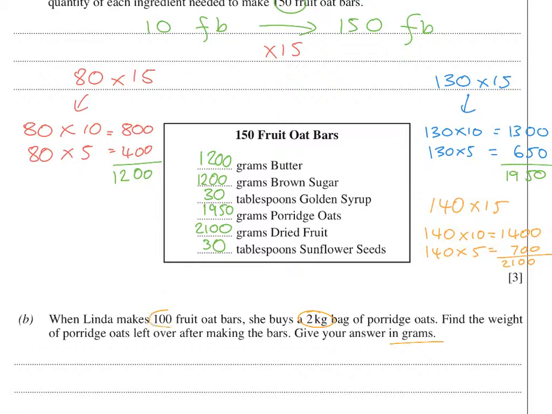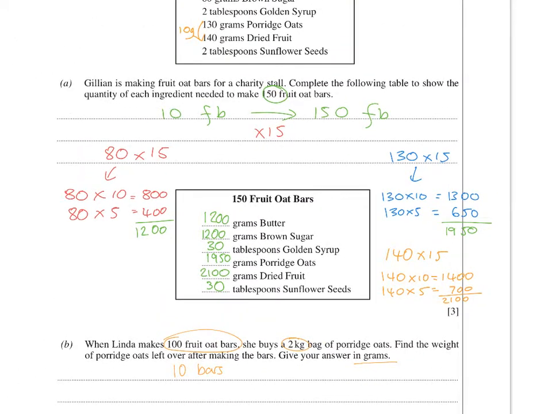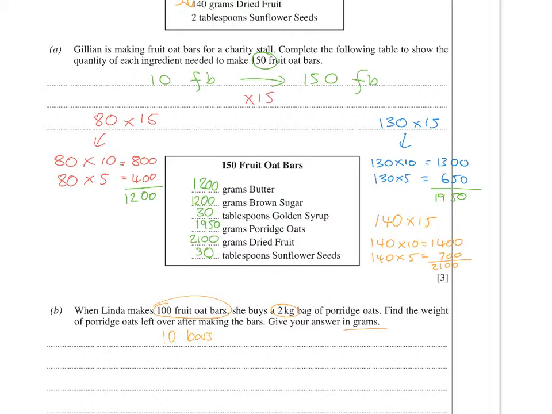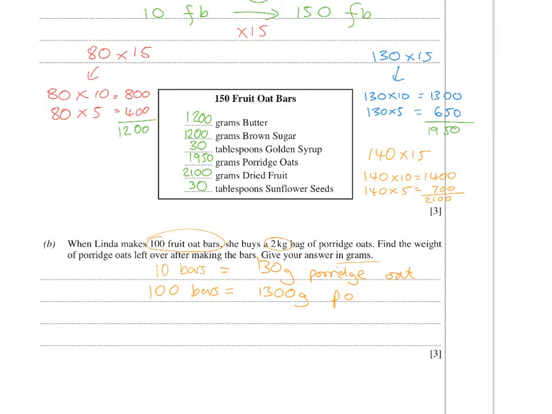So if she made 100 fruit bars, that means she would have used how much porridge oats? Well, for 10 bars, from above, so let me just zoom out a bit. 10 bars, we use 130 grams of porridge oats, okay? So for the next bit, for 100 bars, then that must be 10 times as much. So it must have been that she used 1,300 grams of porridge oats, so I'll just call that PO for short.